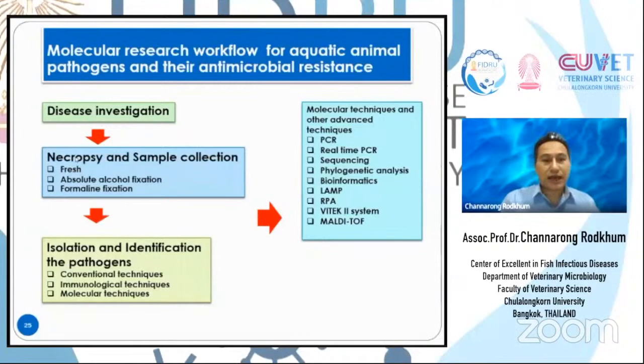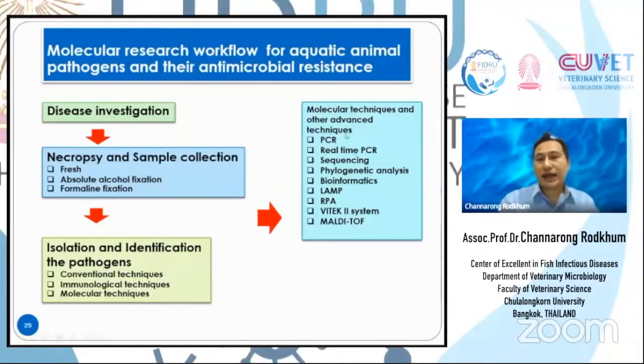After you collect the samples, you can do isolation and identification of the pathogen, which will include conventional techniques. Some pathogens are not convenient to identify with conventional techniques, so you have to use immunological techniques also. And finally, some pathogens are very difficult and take a long time to identify to the genus or species with conventional techniques. You have to use molecular techniques sometimes.